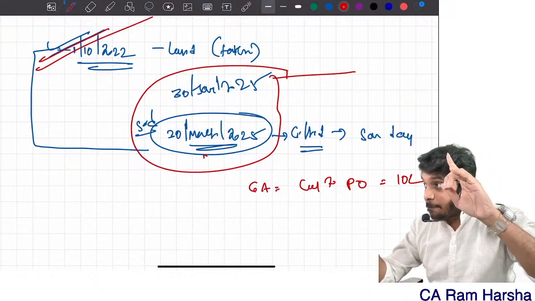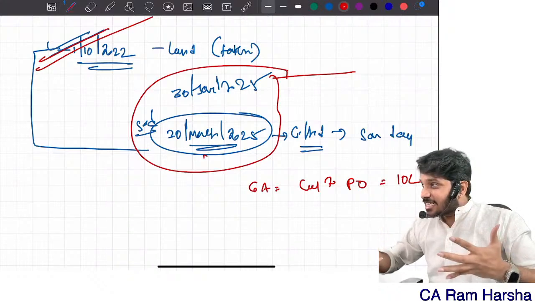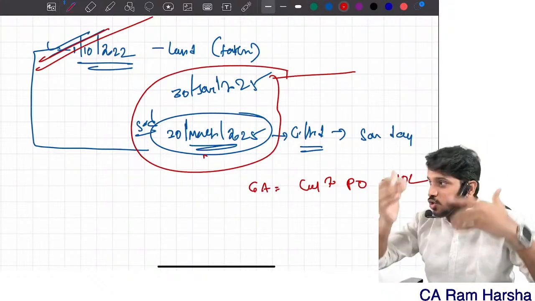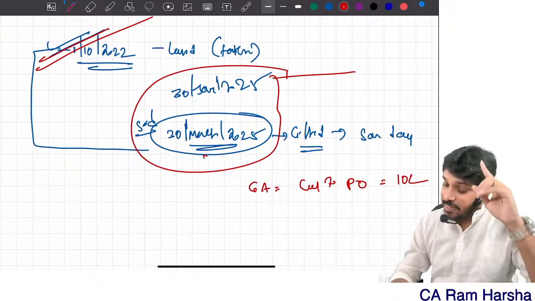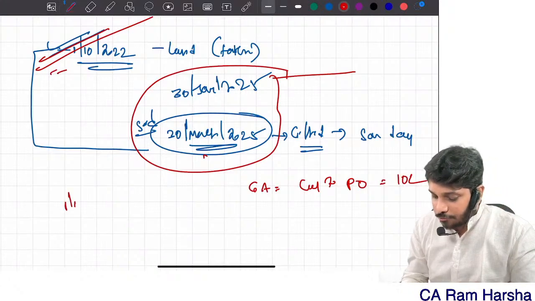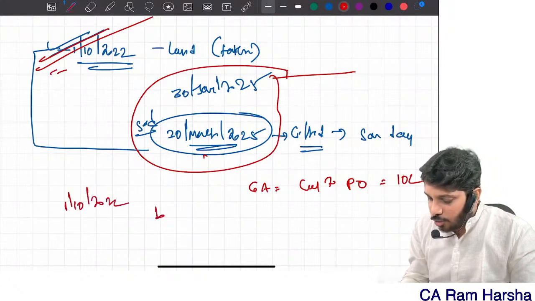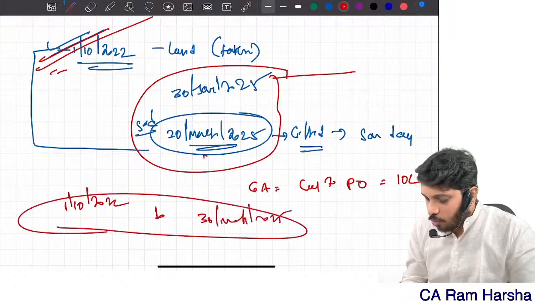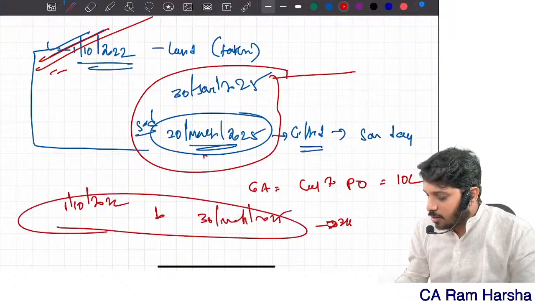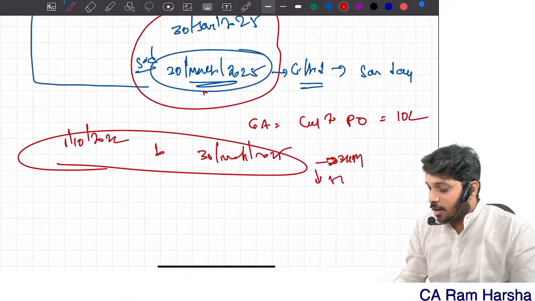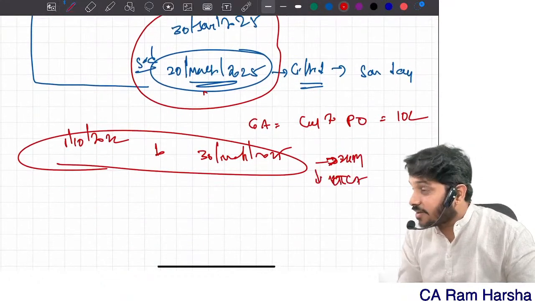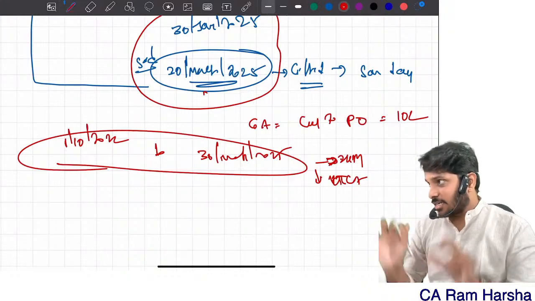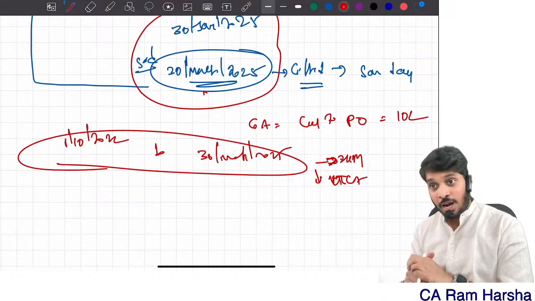Remember, you didn't buy, you just got it as a succession, inheritance, or gift. When did they buy? 1st October 2022. So from 1st October 2022 to when you sold, 30th March 2025, what is the time period? More than 24 months. Therefore, it is a long-term capital asset. Able to understand?